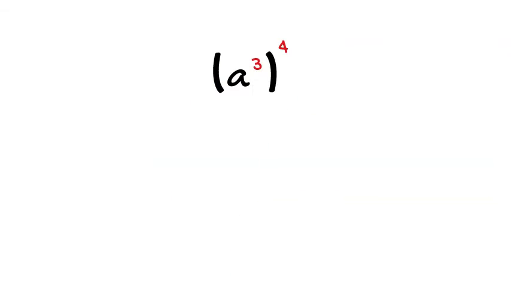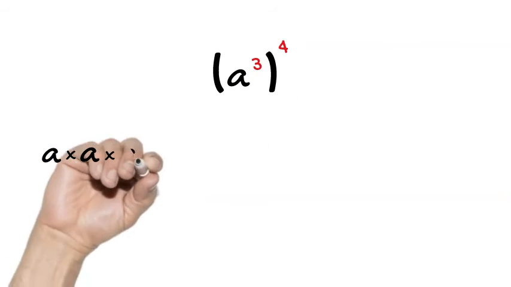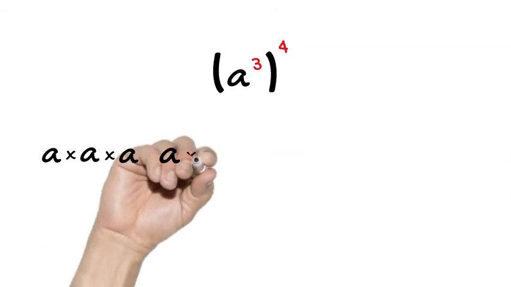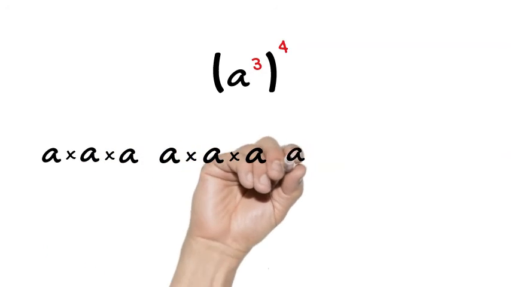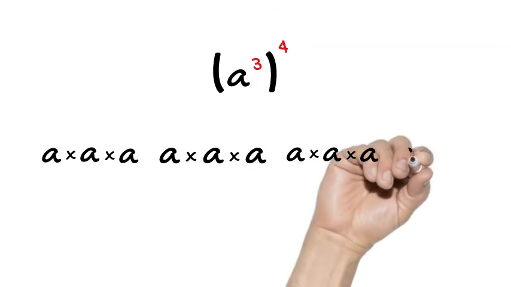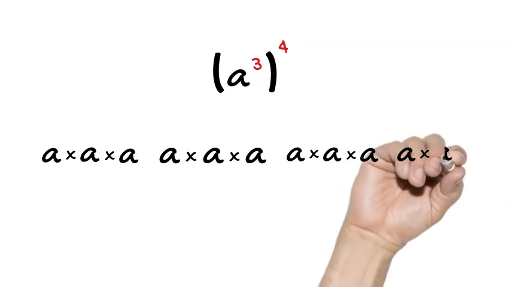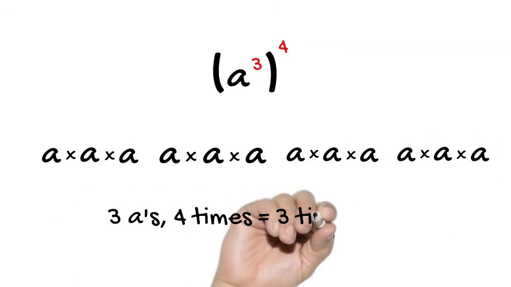Last, we have the third rule, which is that when you raise an exponent to another power, you multiply the exponents. Why does that work here? Well, a to the third to the fourth means 3 groups of a's, or 3 a's 4 times. So 3 a's 4 times means 3 times 4, which is 12. So it works.